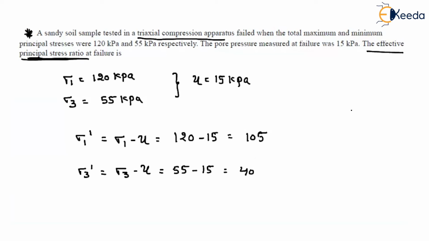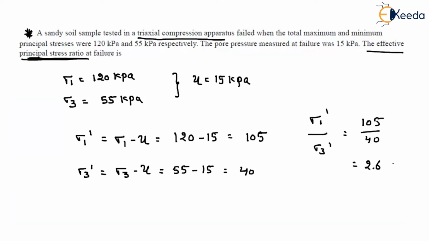So they just need the ratio of these two, that means sigma 1 dash by sigma 3 dash. That will be equal to 105 divided by 40. If you solve this, we will get this value as around 2.6.